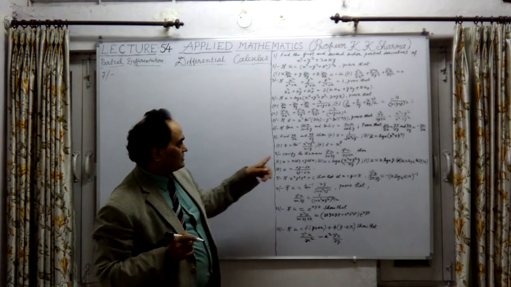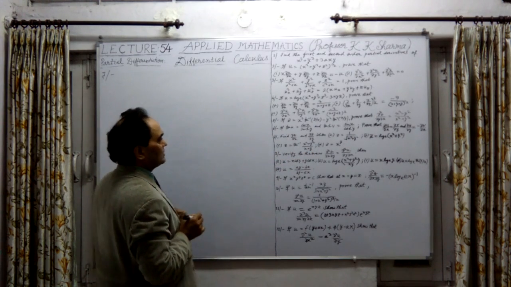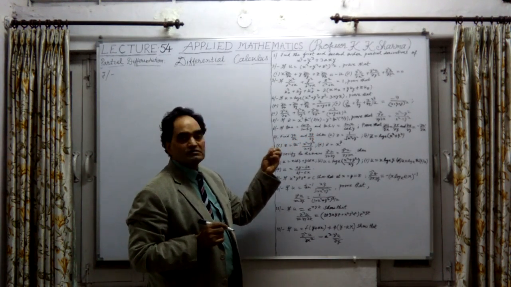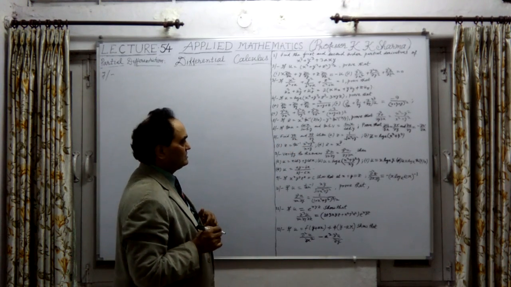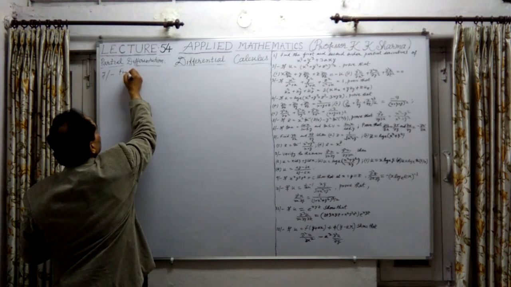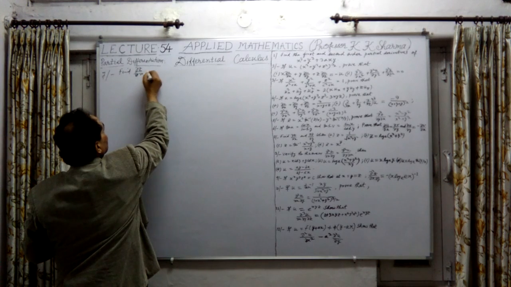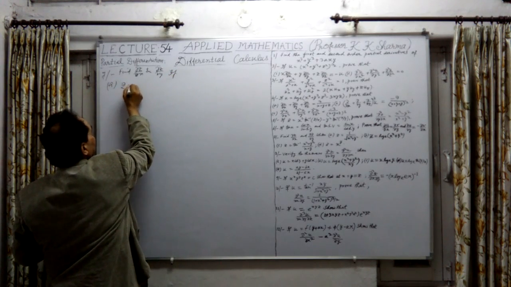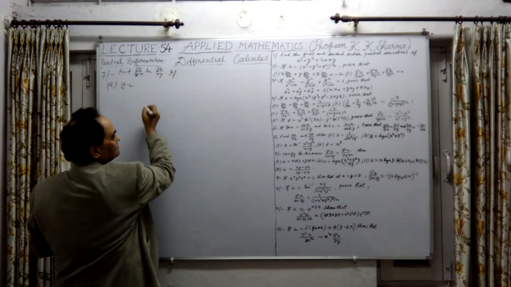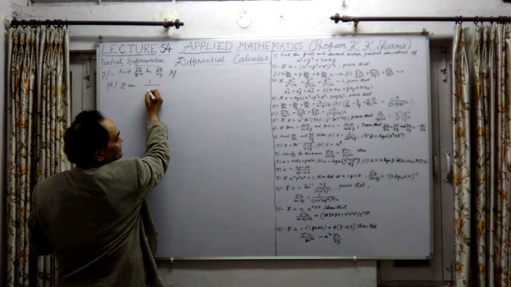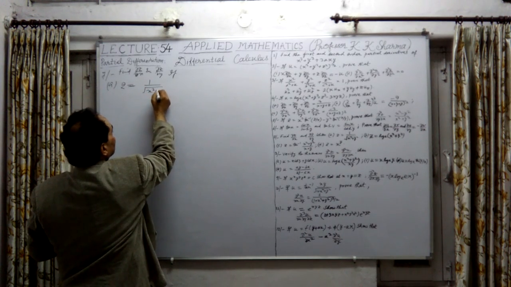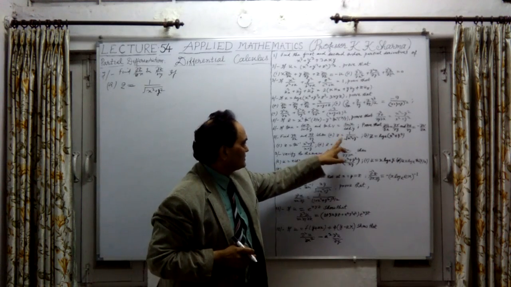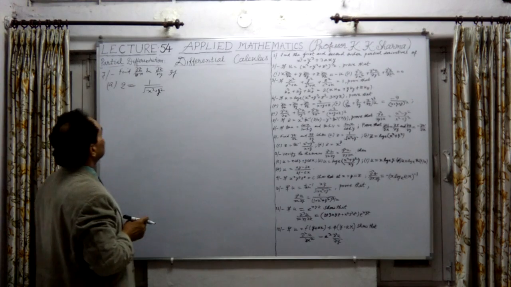The seventh question has some parts, I think three or four parts. It says find del z del x and del z del y, that is, differentiation with respect to x and with respect to y, where z is given in each case. In the first, part a, z equals 1 upon under root x square plus y square. This is the value of z. So this is seventh question, part 1.